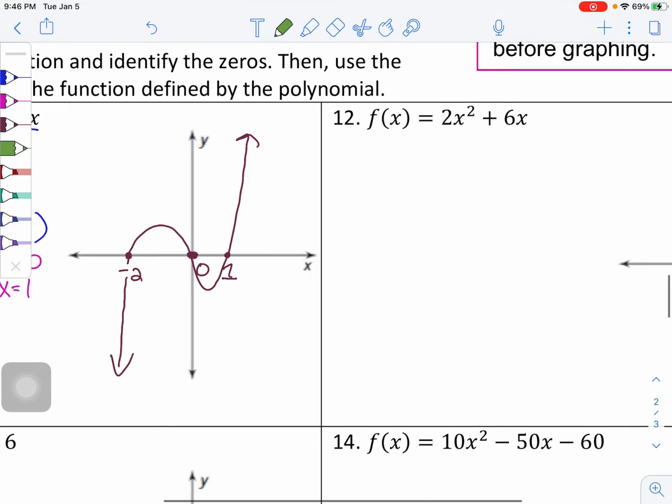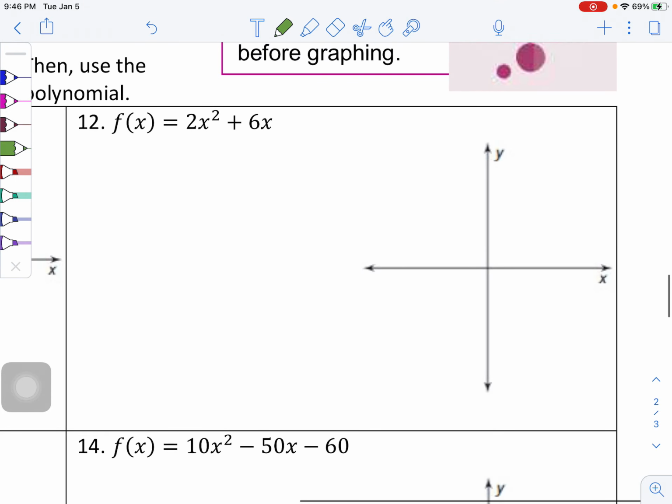All right, last problem for this video. And then like I said, I'll put 13 and 14 in the answer key and you guys can ask me any questions that you have.